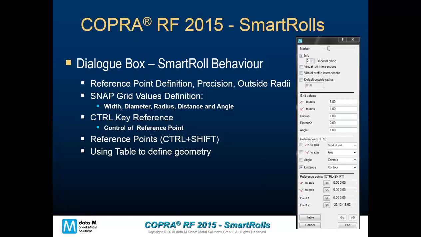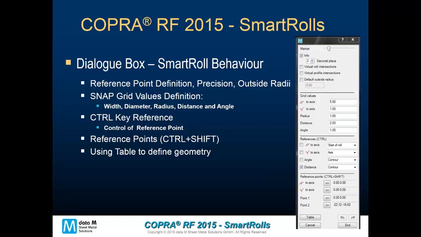We can define our outside radius here, so our non-forming radius. We may decide to take a 0, for example, or more. The grid value for definition is where we're going to snap to for our width, diameter, radius, distances and angles. And then we can define what will happen when we press down the control key whilst using these commands, and also the reference points with control and shift.